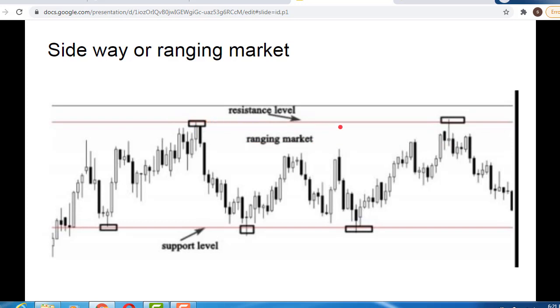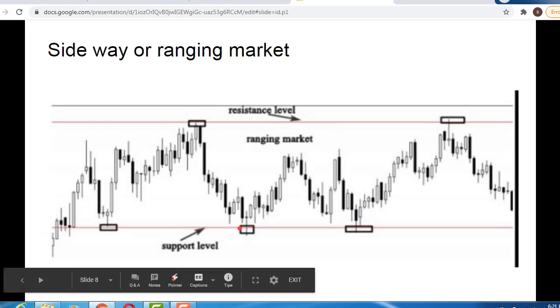I talk about resistance in my other video. Ensure you watch that video to know more about resistance and support level in the cryptocurrency market. Then this was a support level as well. So it means this level has been respected once, twice, thrice, and the fourth time.